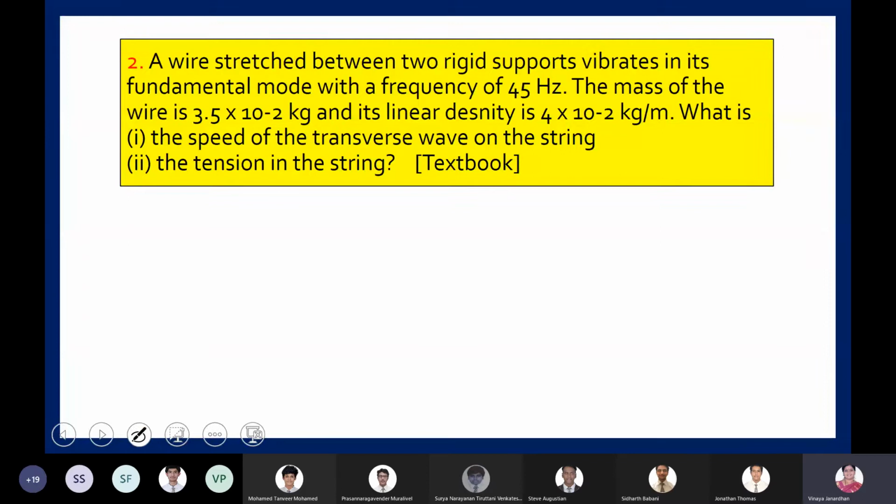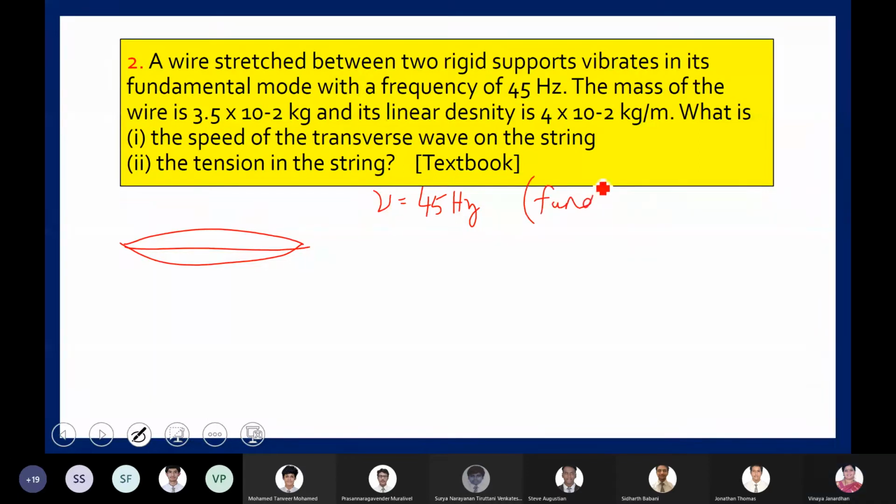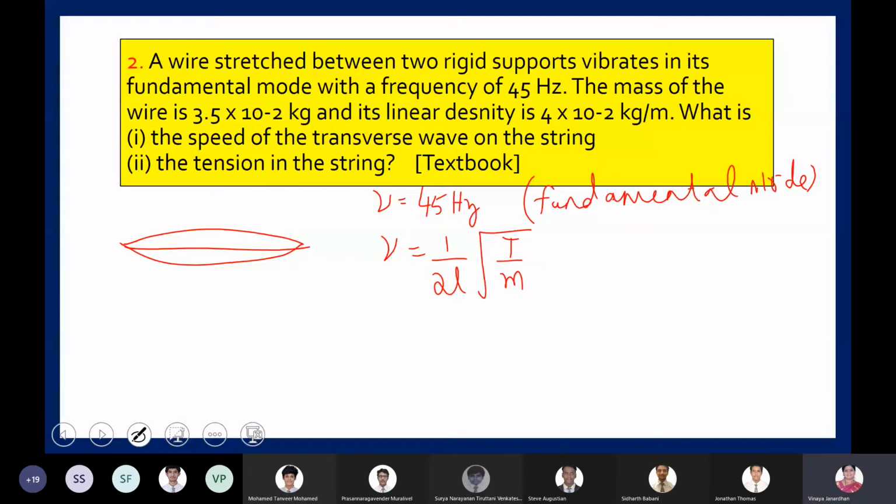A wire is stretched between two rigid supports, vibrates in the fundamental mode of frequency 45 hertz. So for the fundamental mode, the formula is the first harmonic, right? So nu is equal to 1 by 2L root of T by M, where M is mass per unit length. Now frequency nu is given as 45 hertz.